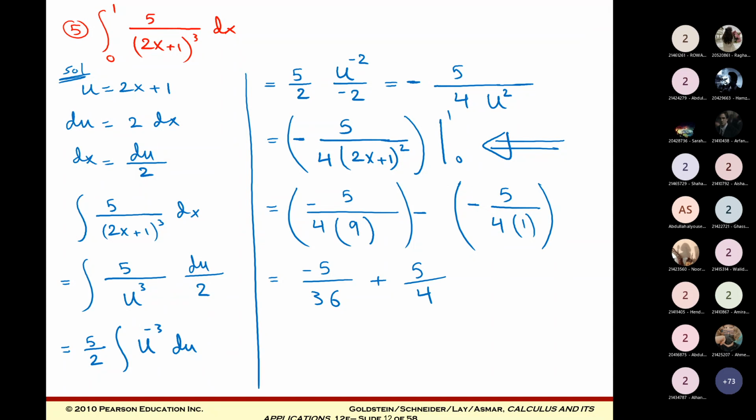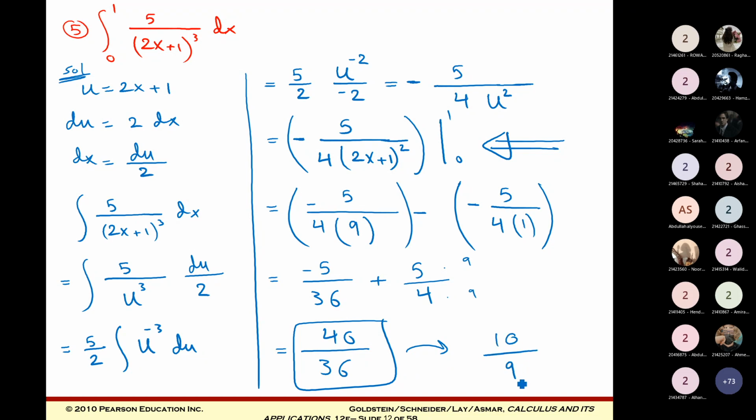Okay, now we have addition, so multiply by 9 to get the common denominator. So we have 36, and minus 5 plus 45 equals 40. This is the value of the integration. If we need to simplify more, divide by 10, oh sorry, 4, we have 10 over 9. So this is after simplifying. Okay.